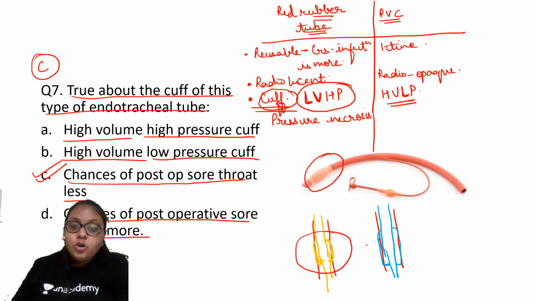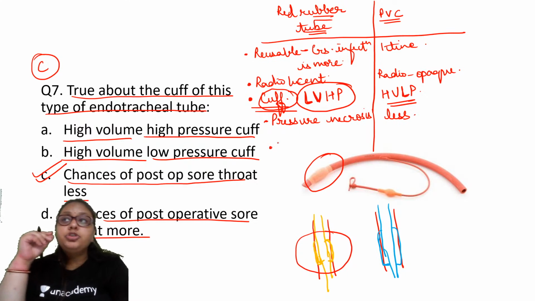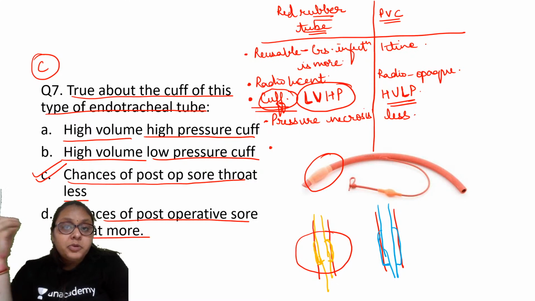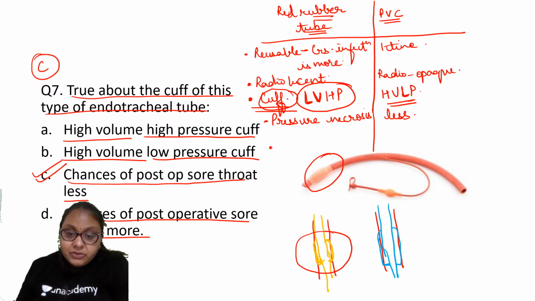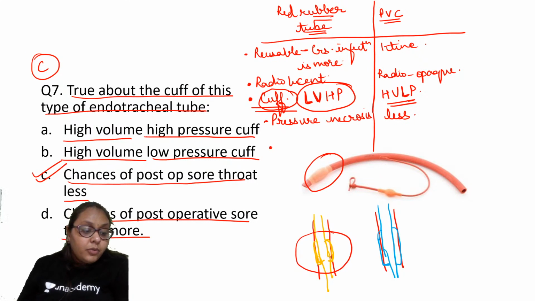But as it is a low pressure cuff in PVC, the chances are less as compared to the red rubber tube, and therefore red rubber tube should not be used for long procedures because the chances of pressure necrosis are high with red rubber tube. Now, volume. The volume of this is less, so the area with which it is in contact with the trachea is less as compared to the polyvinyl chloride tube, the transparent tube.